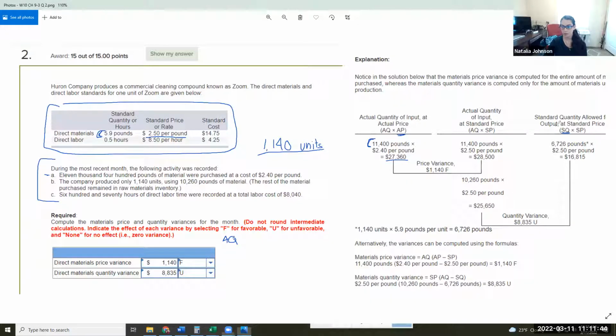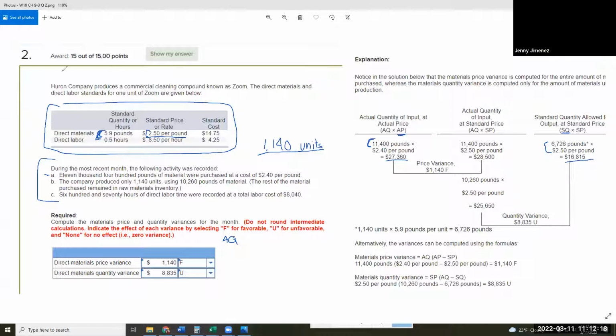And then the standard price is just this one. You don't have to multiply it times 1,140 because it's only per pound. So 6,726 times 2.50 is 16,815. If you use 5.9 instead of 6,726, the whole problem is going to be wrong. Just remember that you always have to multiply times the actual units. That's helpful, thank you.